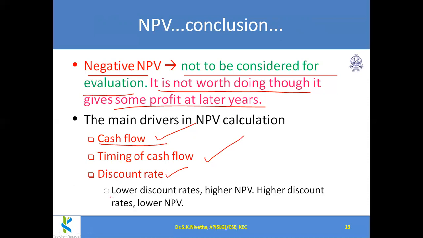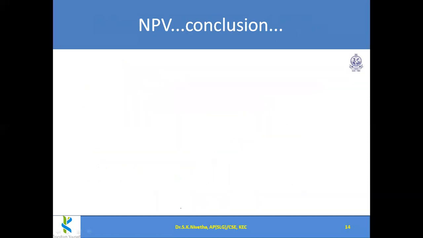So a lower discount rate means the NPV will be higher. A higher discount rate means it will decrease the NPV. This is obvious. Okay, but still we have to check that a little change in the discount rate will not have much impact on the NPV. Then we can choose that as a good project.